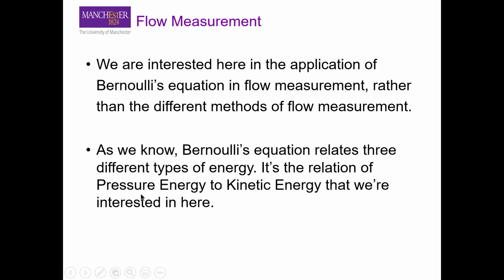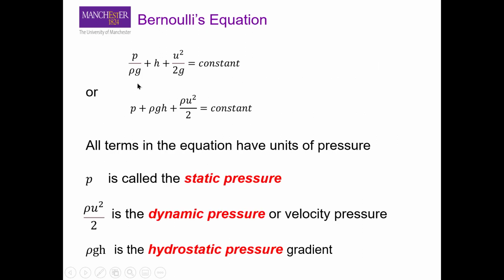So Bernoulli's equation consists of three energy terms, but what we are interested in this part of the lecture is only the conversion between pressure energy and kinetic energy. Okay. This is the more general form of Bernoulli's equation, that is the energy per unit weight, but we can also write it in this form, that is energy per unit volume, as we saw in part 2. Because this is a dimensionally homogeneous equation, each of these terms should have a unit of pressure.